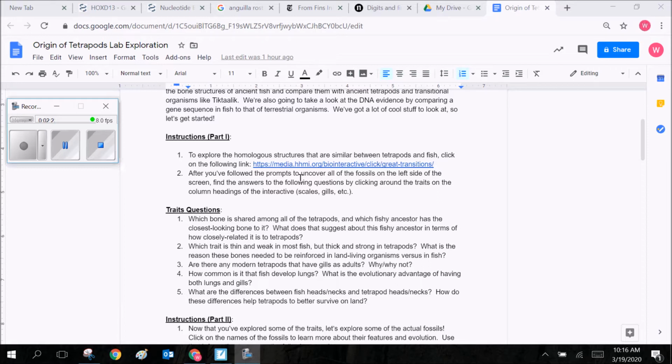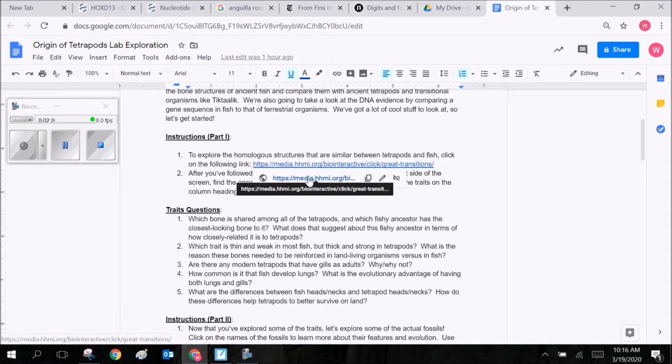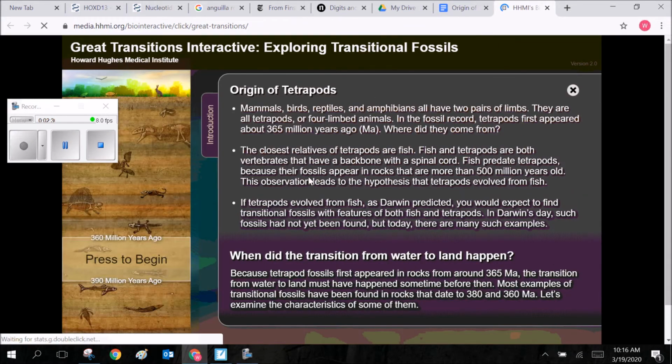So we're going to go ahead and click on this link right here, media for hhmi.org. Again, it is related to the same people that made the video. And we're going to enter into that. That's going to bring us to this really cool interactive that looks at some of the incredible fossils that they have discovered that are related to the origin of the tetrapod.